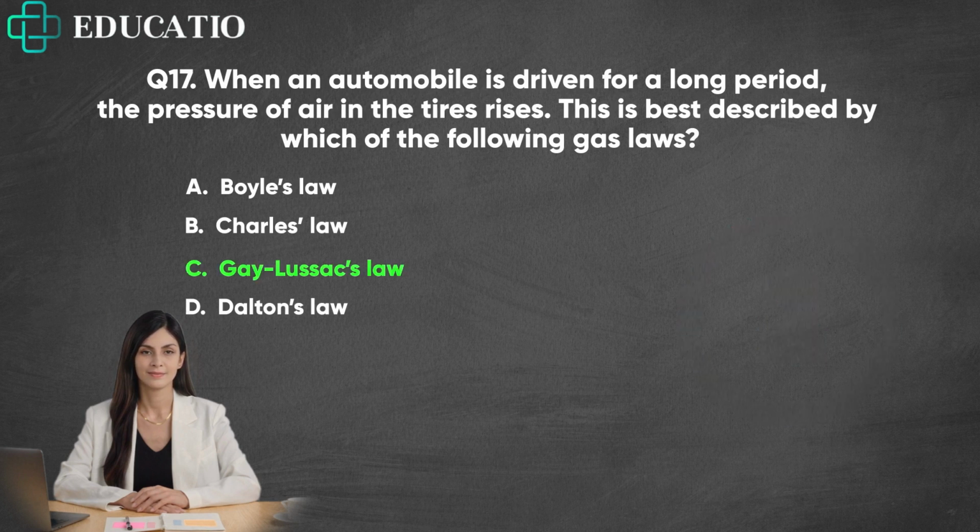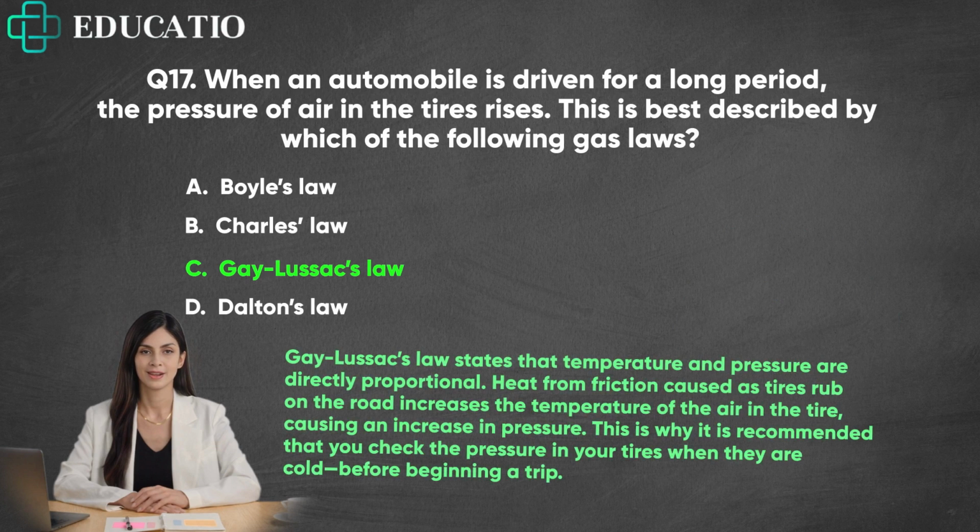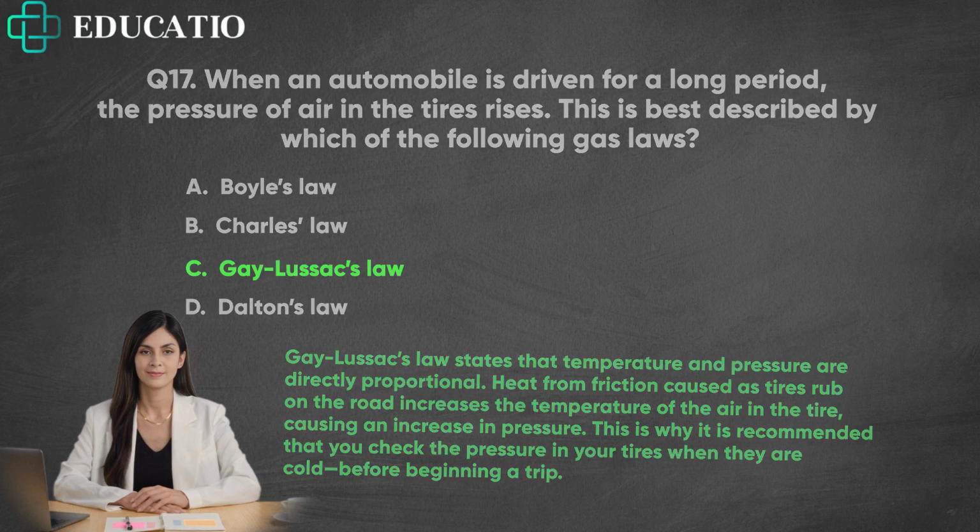Answer: C. Explanation: Gay-Lussac's law states that temperature and pressure are directly proportional. Heat from friction caused as tires rub on the road increases the temperature of the air in the tire, causing an increase in pressure. This is why it is recommended that you check the pressure in your tires when they are cold, before beginning a trip.